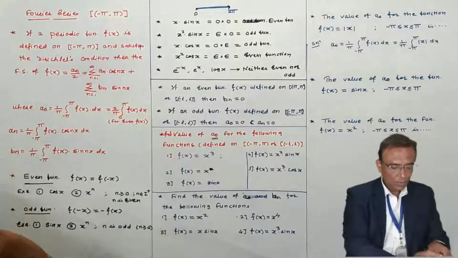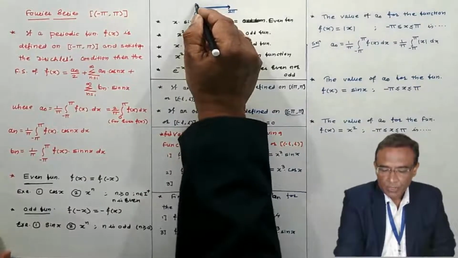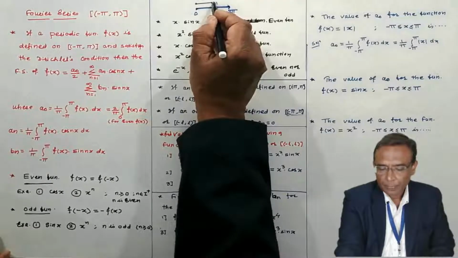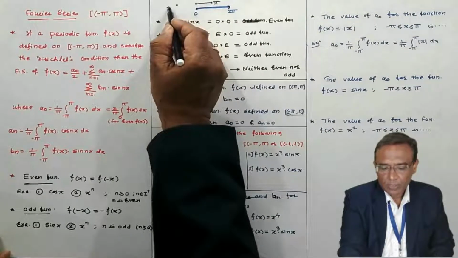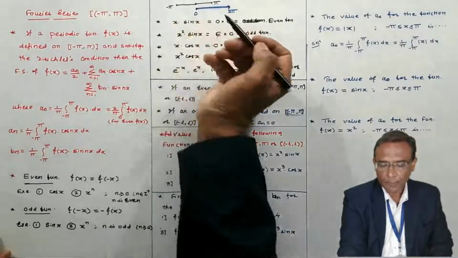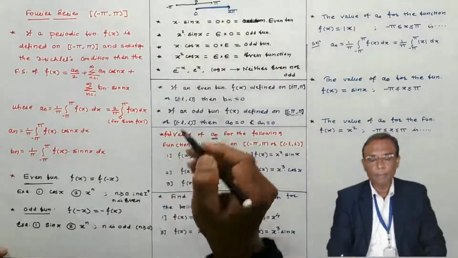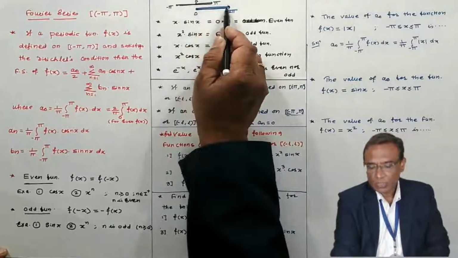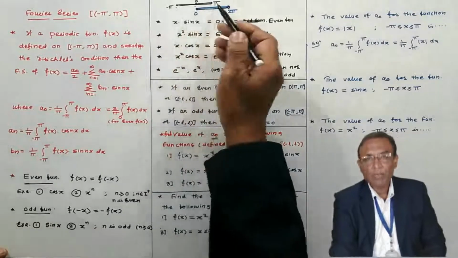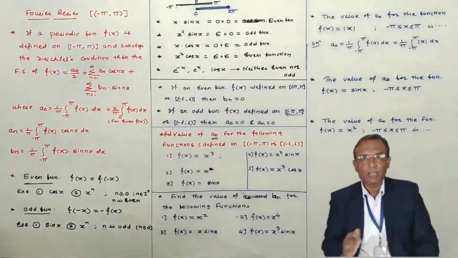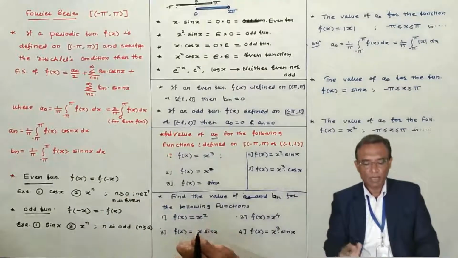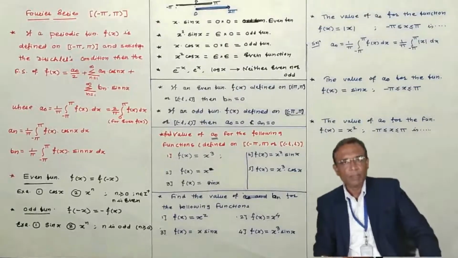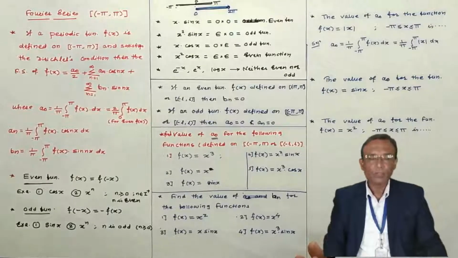But in minus pi to pi, what happens? If this is 0, this is pi, and at the same distance, minus pi. So this is 0. Right? This interval is symmetric to 0. The 0 to 2 pi interval is not symmetric to 0, but minus pi to pi is symmetric to 0. This minus L to L or minus pi to pi is symmetric to 0, on the left hand side of 0 and on the right hand side of 0. The same length of interval you will find.